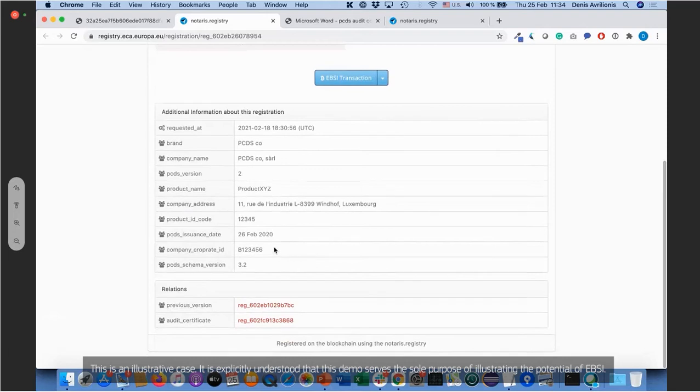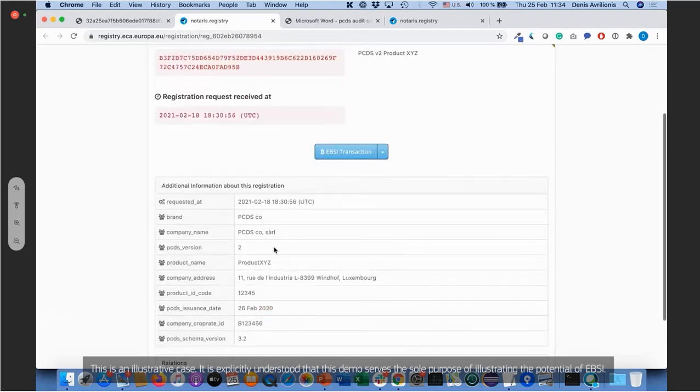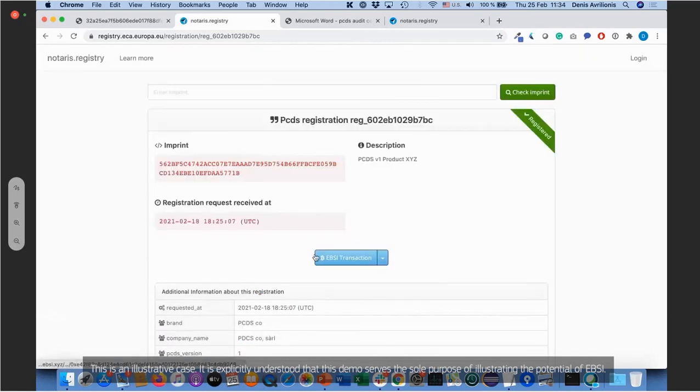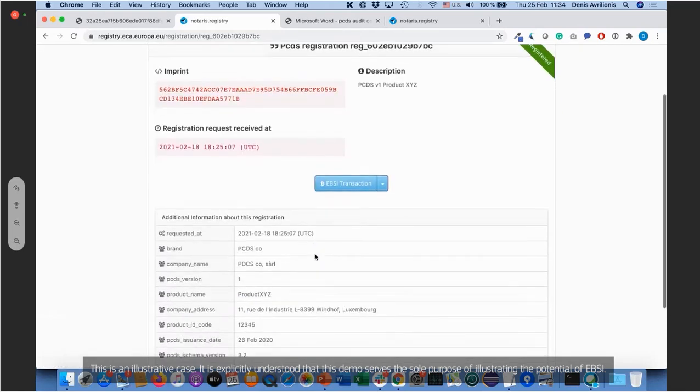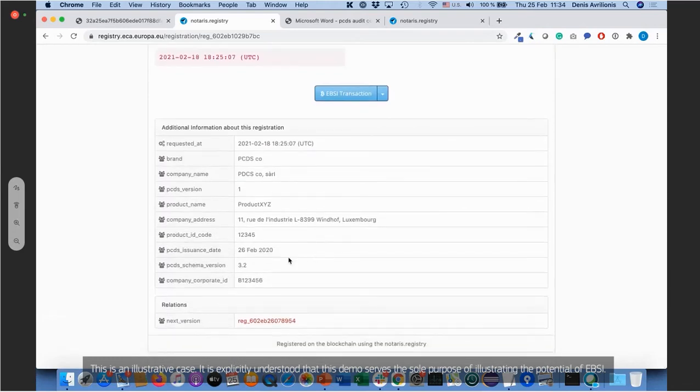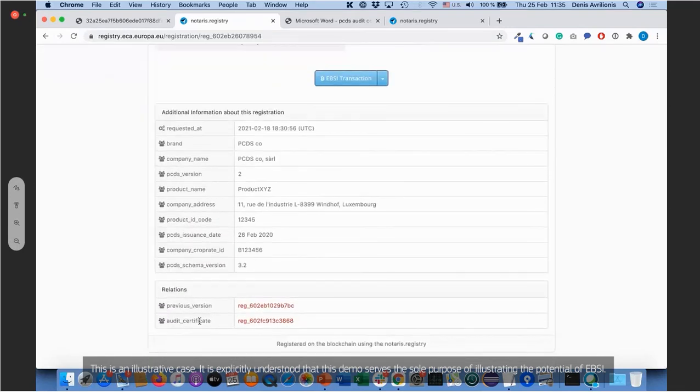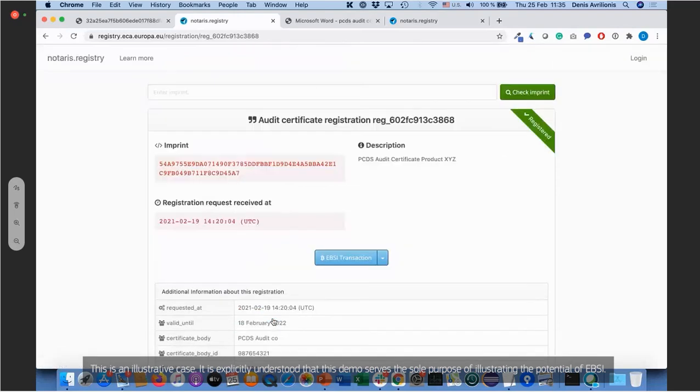What you see here is also the fact that this PCDS is version 2 of the PCDS. A previous version existed. So if you would like to replace the information, it is possible to link, and from the previous you can link back to the next version of PCDS, so you can have all the logical chains of flow of information. And you can also navigate to the audit certificate of the PCDS.